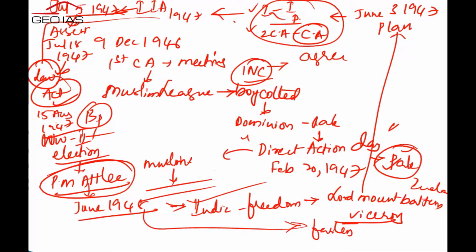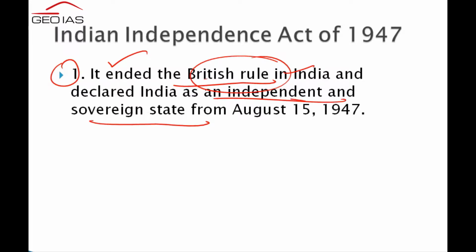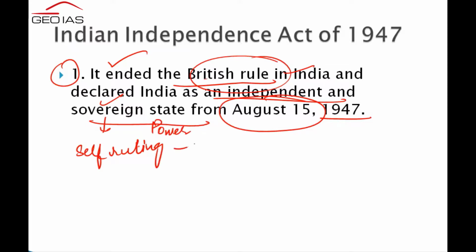And now we will read about the provisions of the Indian Independence Act 1947. It ended British rule in India and declared India an independent sovereign state from August 15th 1947. So India is an independent, sovereign, self-ruling state. No one is above India, or no power is above India. India can make its own decisions.